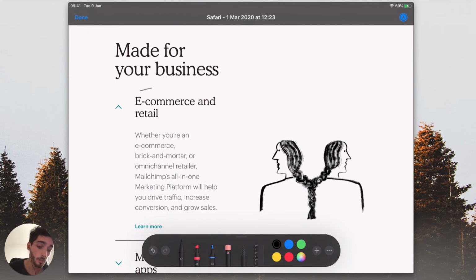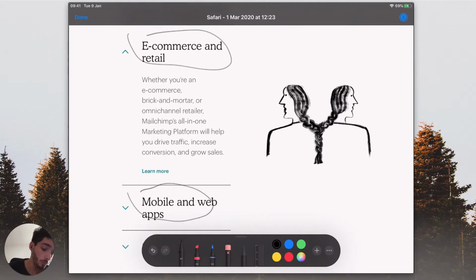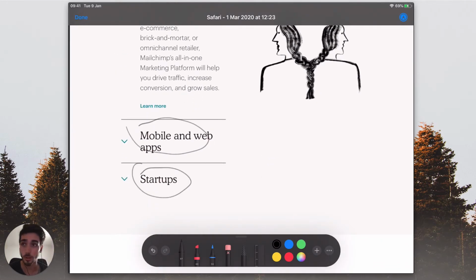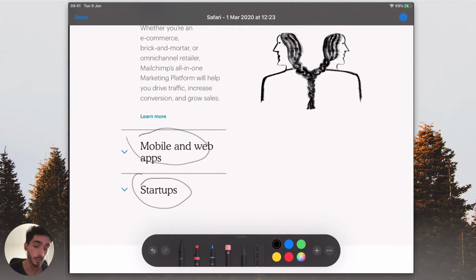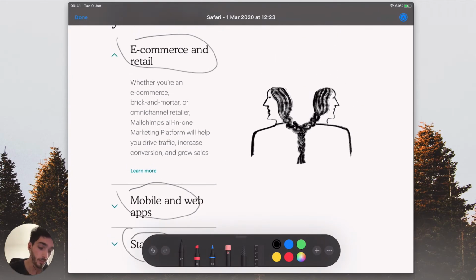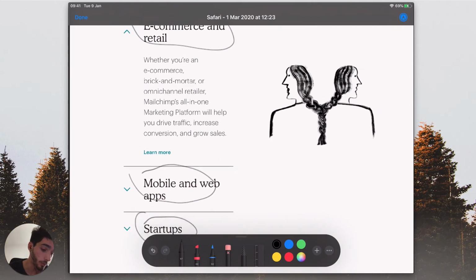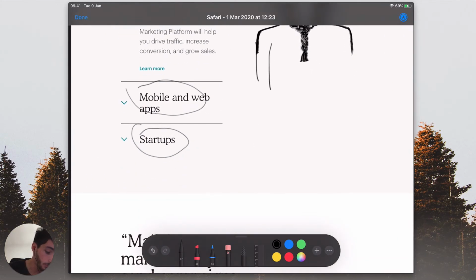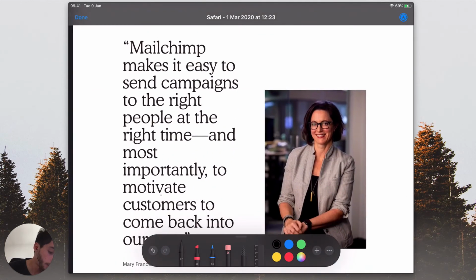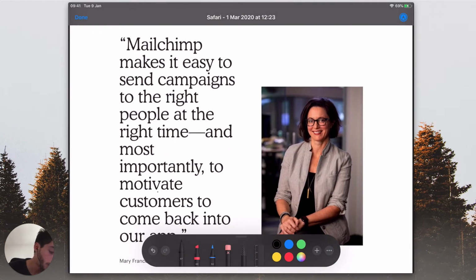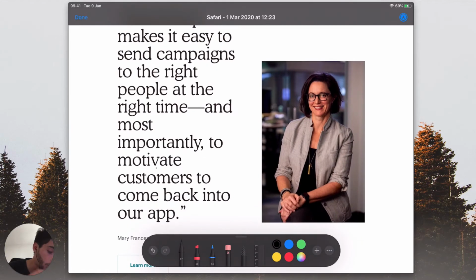They tell me it's built for e-commerce, it's also built for mobile and web apps, and it's also built for startups, right? So that sounds like bullshit to me, right? It's built for my business, and then they tell me it's built for everyone, right? So completely useless section.